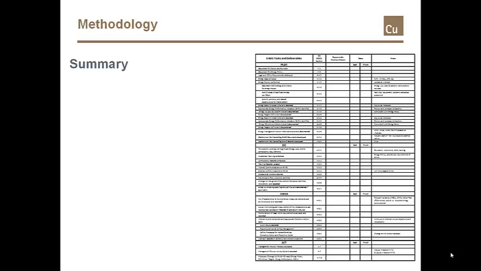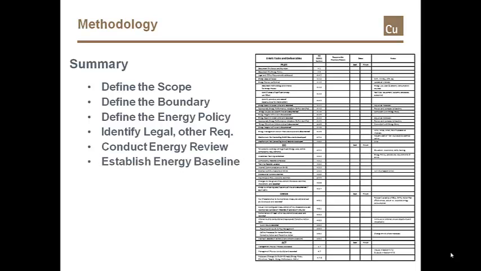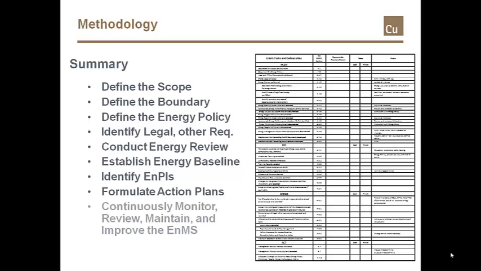In summary, the tasks necessary for implementing ISO 50001 include: define and document the scope and the boundary of the energy management system, define the energy policy, identify all legal and other requirements, conduct the initial energy review and identify significant energy uses, establish the energy baseline, identify energy performance indicators, formulate action plans, continuously monitor, review, maintain, and improve the energy management system.